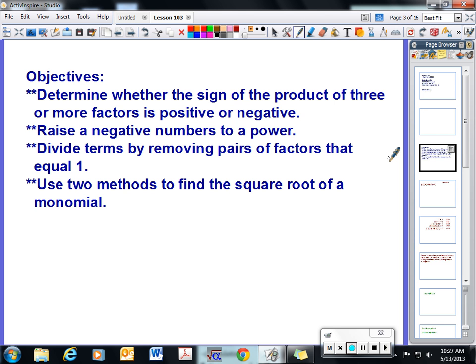Now, you may not remember what a monomial is. We'll go over that again later in the lesson.